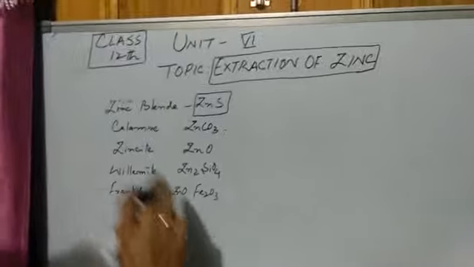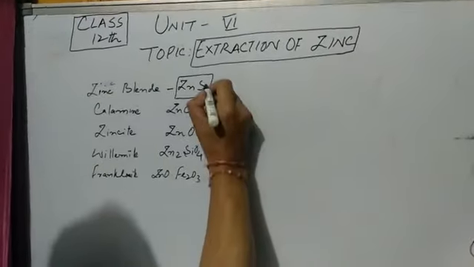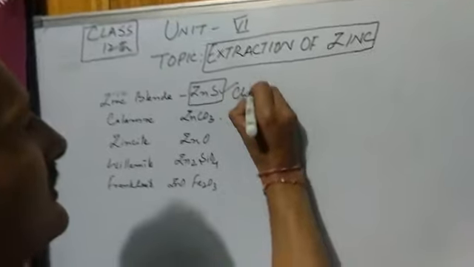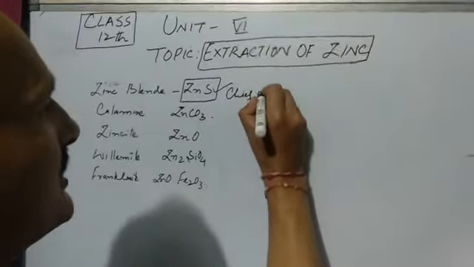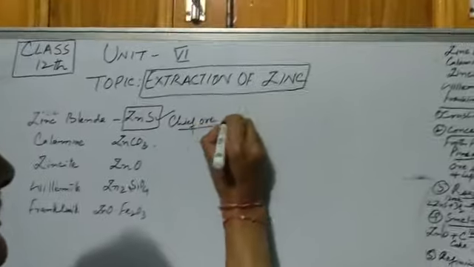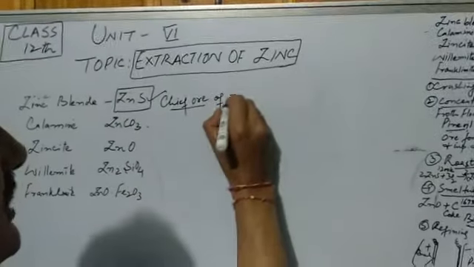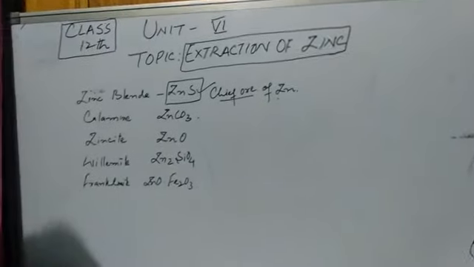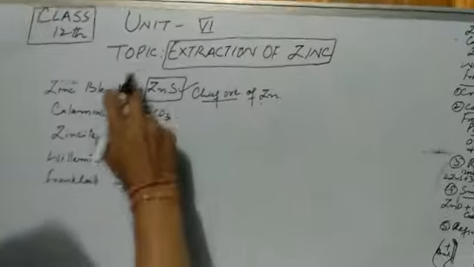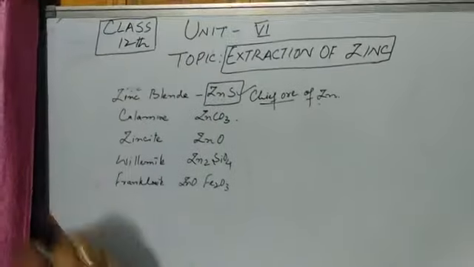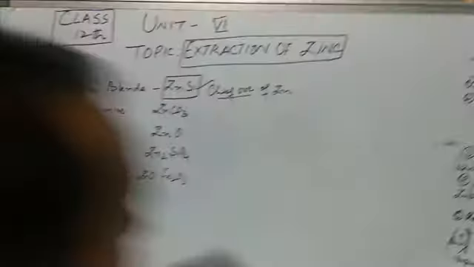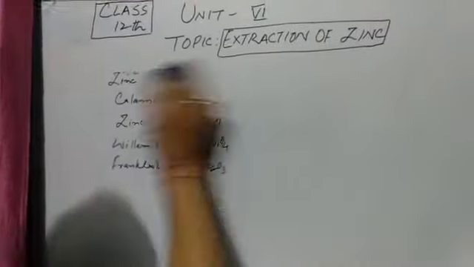Now among these 5 ores, zinc blende is the chief ore of zinc. Main ore of zinc is zinc blende, also known as sulfide ore of zinc. Now today we will extract this zinc from this ore, that is from zinc blende. So we will go to the extraction of zinc now from zinc blende.